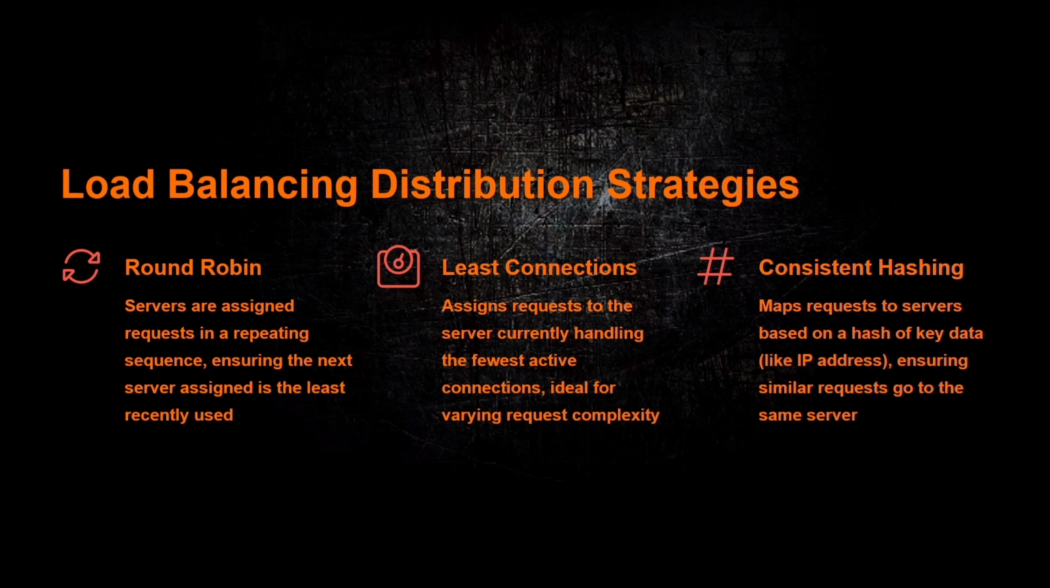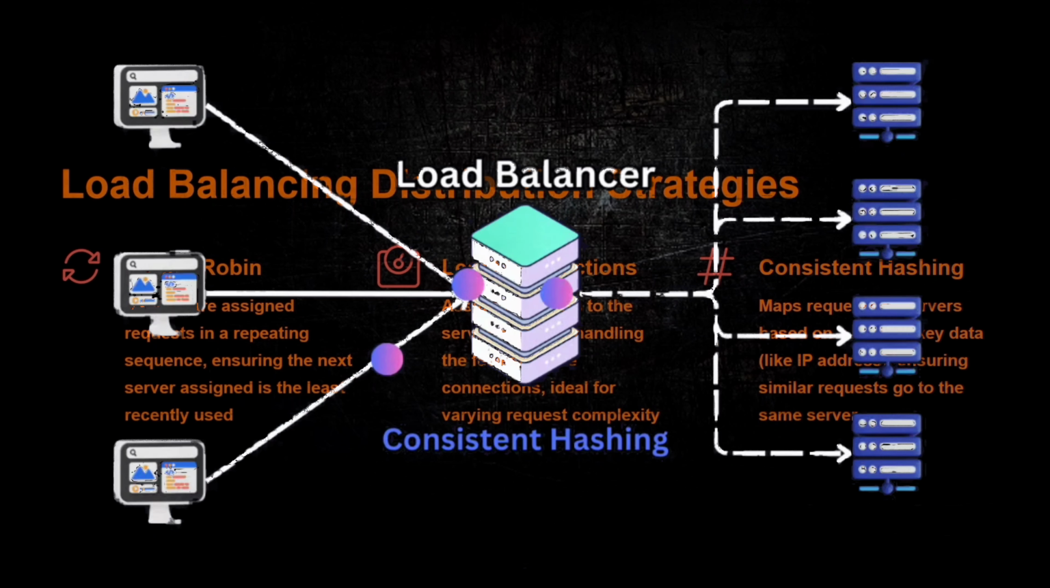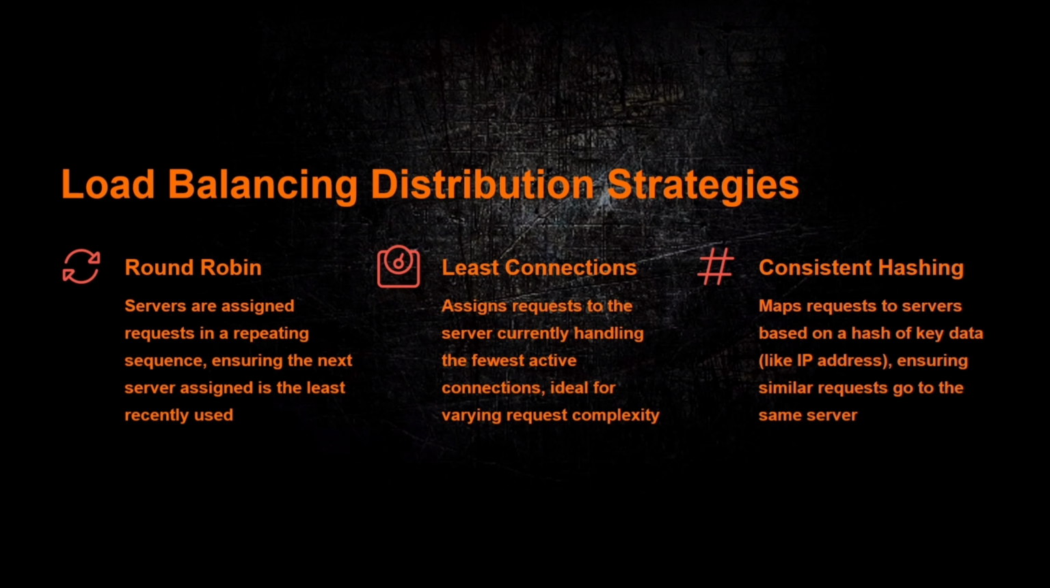Lastly, there is consistent hashing. A bit more advanced, it uses key data like a user's IP address to generate a hash and sends that user's request to the same server each time. This is ideal for caching and session persistence, ensuring users stick with the same server for a more stable experience. So depending on our needs, whether it's fairness, performance or user consistency, different load balancing strategies can help you get the most out of your infrastructure.